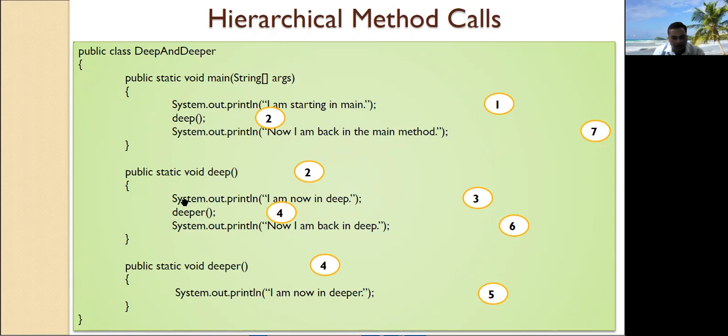During the execution of the dip method, the dipper method is also called. Once the execution of the dipper method is over, the execution control gets transferred back to the dip method, which executes the remaining part of the dip method. Then it transfers the execution control back to the main method, which executes the remaining part of the main method and transfers the control out of the main method. This is how hierarchical methods are called.